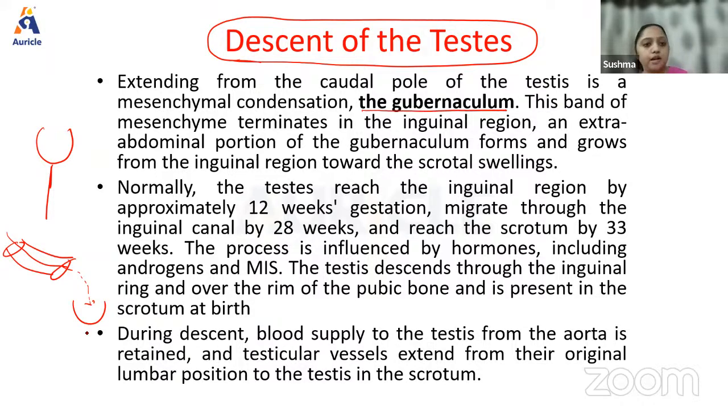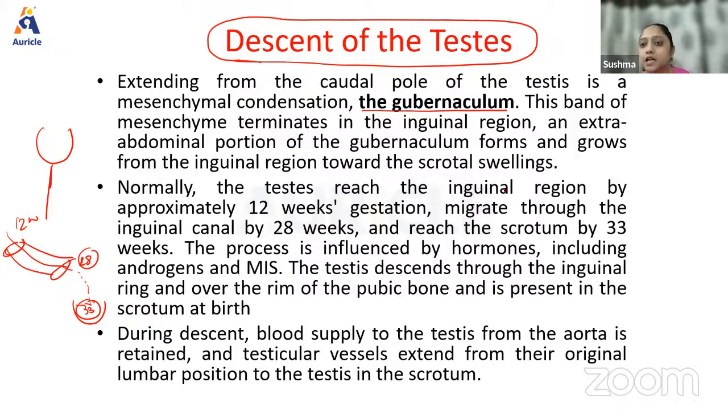Normally, it reaches the inguinal region by approximately 12 weeks of gestation, and migrates through the inguinal canal by 28 weeks and reaches the scrotum by 33 weeks. Meaning at around the 12th week of gestation, testis enters the inguinal region, then migrates through the inguinal canal by 28 weeks, and by 33 weeks, it reaches the scrotum.